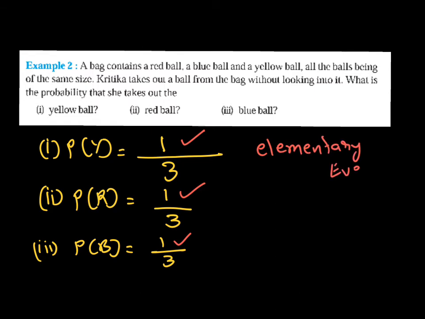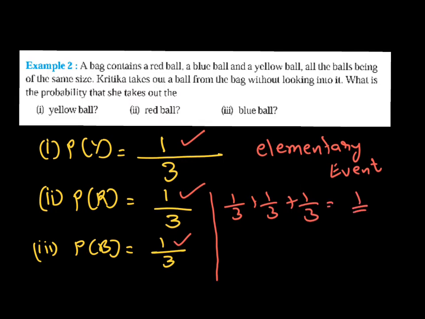Elementary events. The sum of the probabilities of all the elementary events of an experiment is always 1. So for example, if you take the sum of all these 3, 1/3 plus 1/3 plus 1/3, it will always be 1.